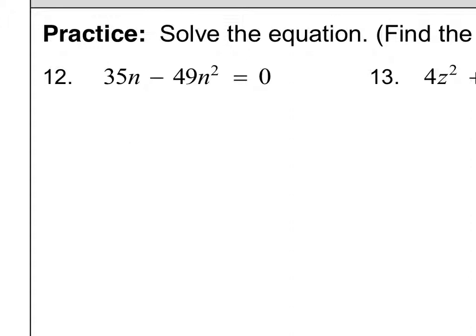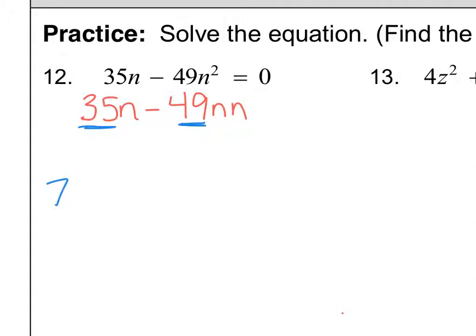So let's go ahead and expand this out. We have 35n minus 49n squared. Okay, I'm going to start first with my numbers. I got 35 and 49. Now, the biggest number I can think of that is common in both of them would be 7. So I'm going to pull out a 7.